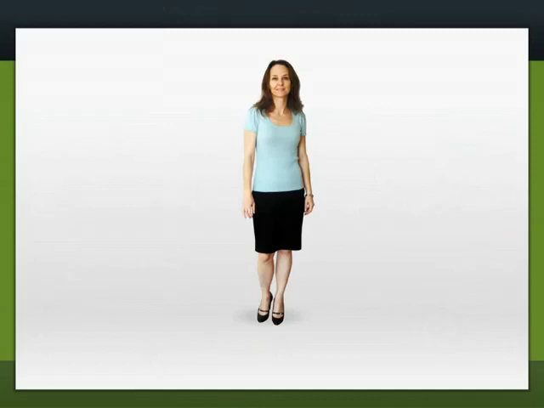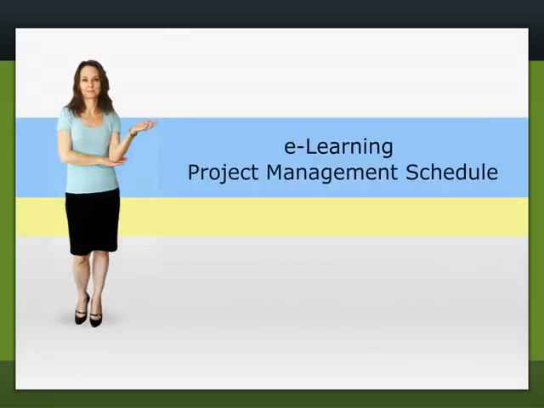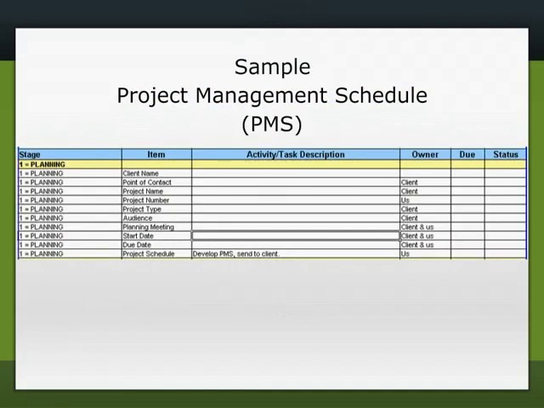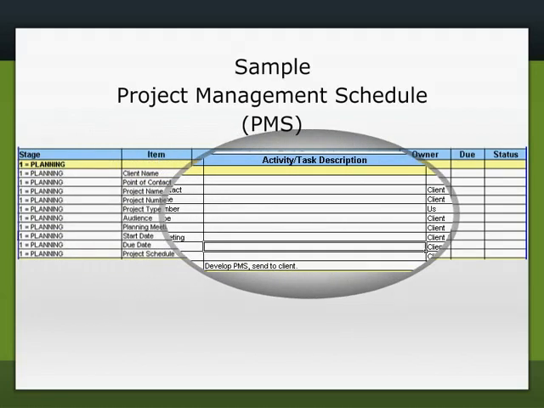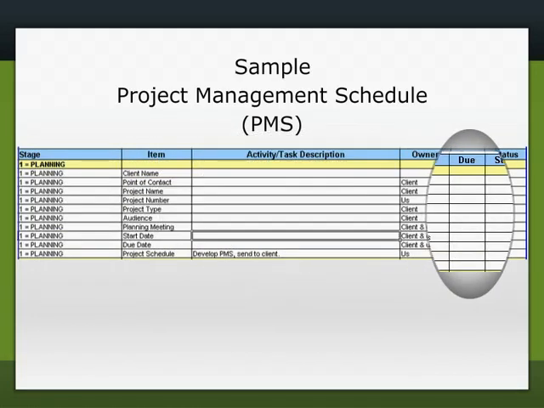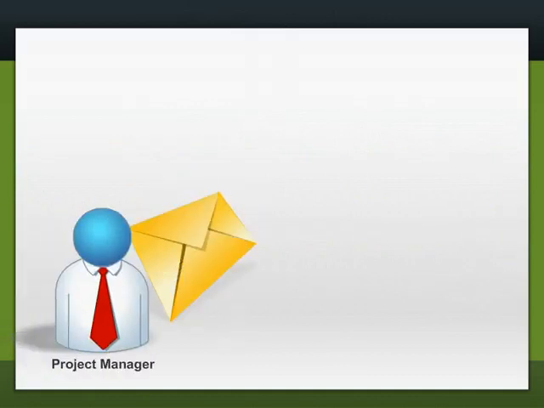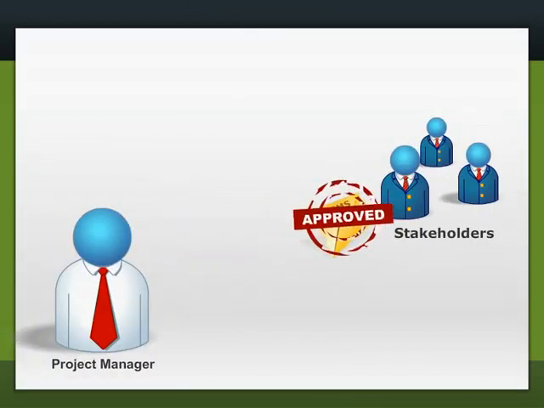Okay, let's start. The key to effectively managing your e-learning project is to first develop an e-learning project management schedule. Start with an Excel spreadsheet or any project software you may use and create column headings across the top that clearly identify the following components: stages, activity, task and description, owner, due date, and status. Once you have determined all the tasks, deadlines, responsible parties, etc., you should distribute the project management schedule to all stakeholders in order to get buy-in and sign-off.